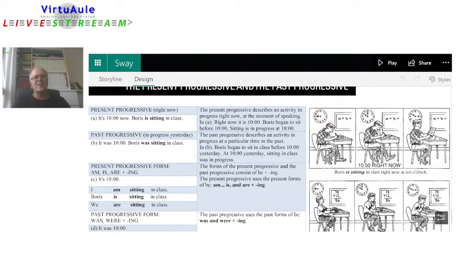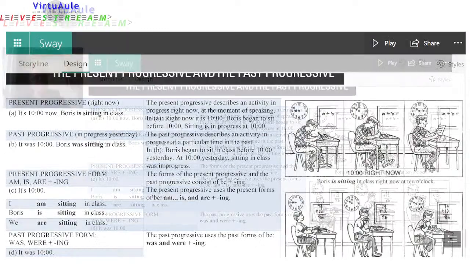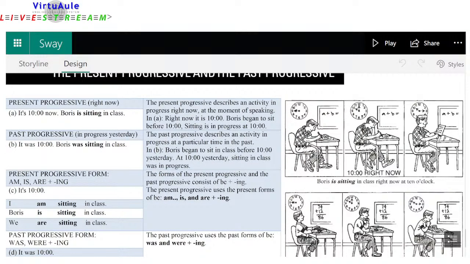Let me just check this. This is a little bit hard to see, but maybe it's better if you look at it like this. Yeah. Okay. Present progressive, that happens right now. So, it's 10 o'clock now. Boris is sitting in class. Okay, the present progressive describes an activity in progress now at the moment of speaking. Here on the right, you can see Boris is sitting in class right now at 10 o'clock.